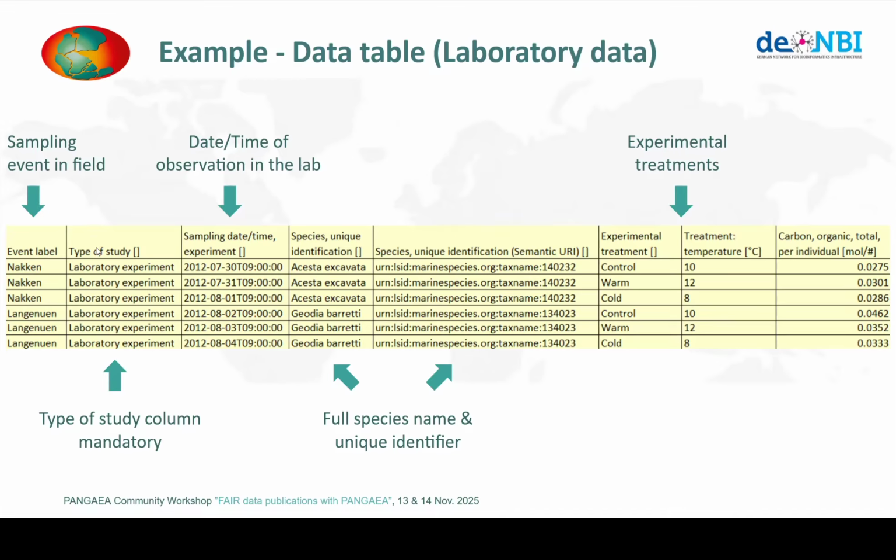Then you add the column type of study, which in this case would be laboratory experiment. And this is important to us to distinguish between field and laboratory data in our database, and also for others to reuse the data. Then you have the date and time of the observation in the lab. And in case you're working with organisms, please give us the full species name and also the unique identifier if available, because we will link this to the species names in our database.